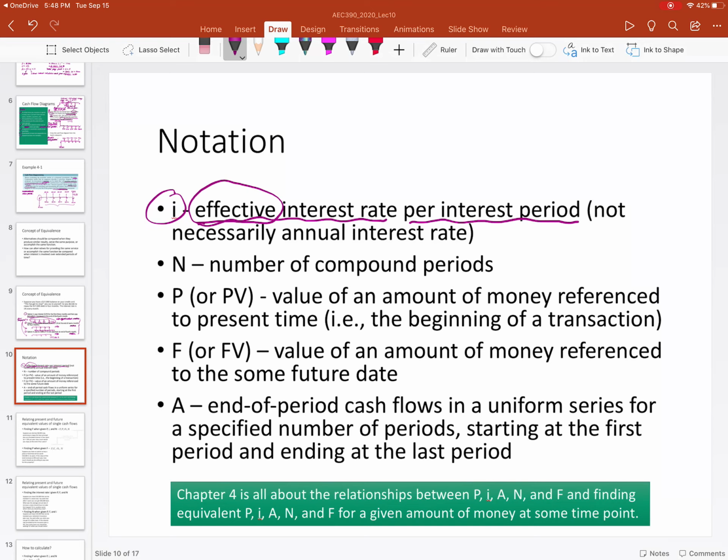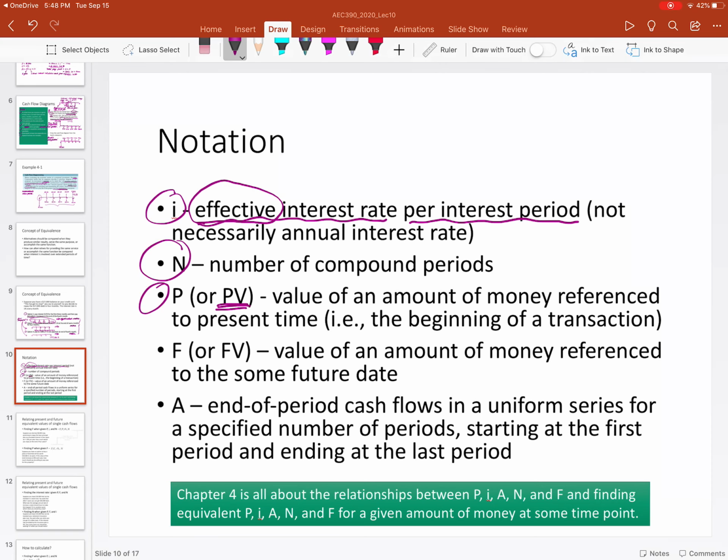Okay, so I is the first thing, and then N, the number of compound periods. We said N can be very tricky. It's how many times you calculate the interest. It's not necessarily the number of years. Okay, it could be number of months, number of quarters, number of half years. And then the third thing is P or PV.